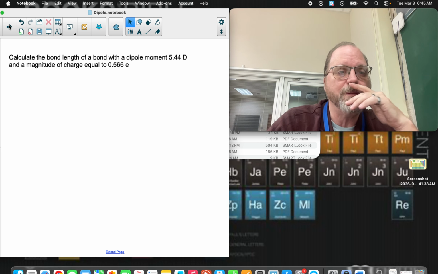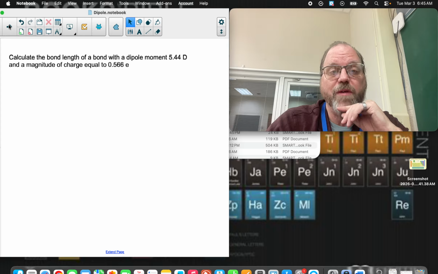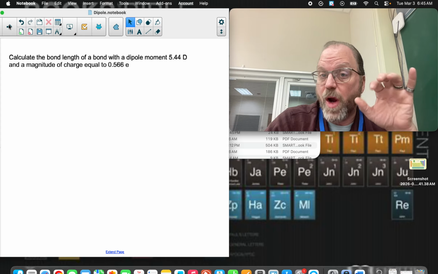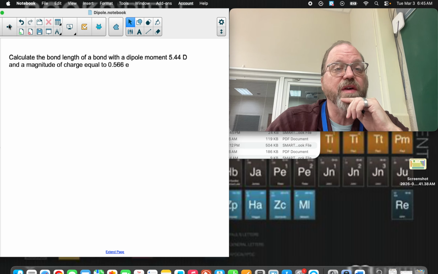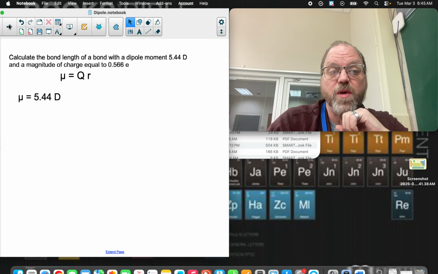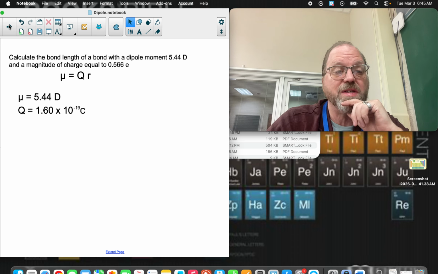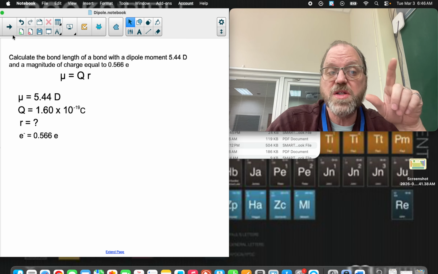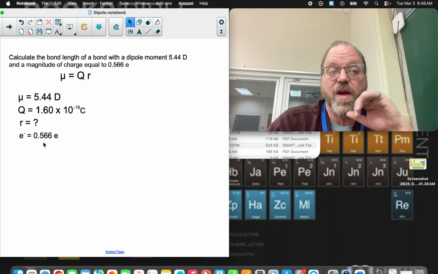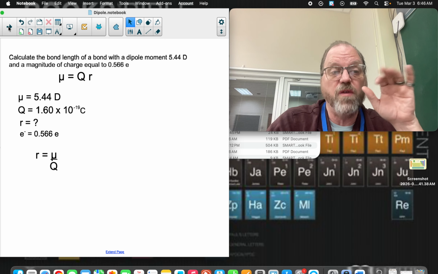All right, let's try another one. This time, calculate the bond length of a bond with a dipole moment of 5.44 Debyes and a magnitude of charge. We are going to give you e equal to 0.566 e. So use our equation again: mu equals Q times R. Mu, this time, we know is 5.44 Debyes. Q is 1.60 times 10 to the negative 19th coulombs, R is unknown, and our e value there is 0.566 e.